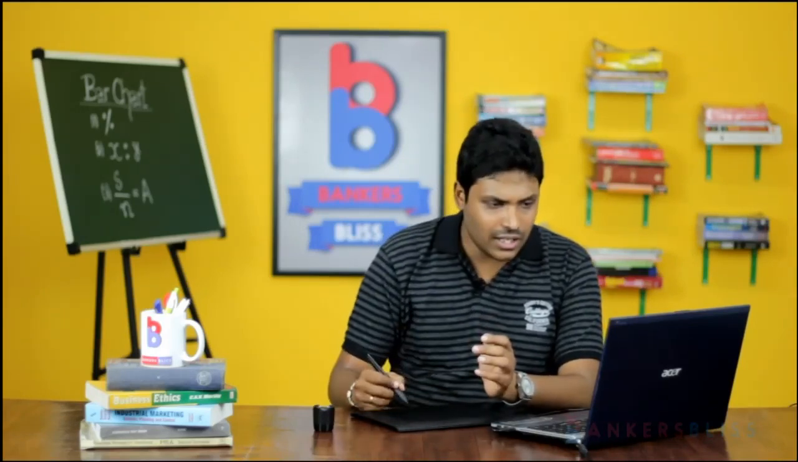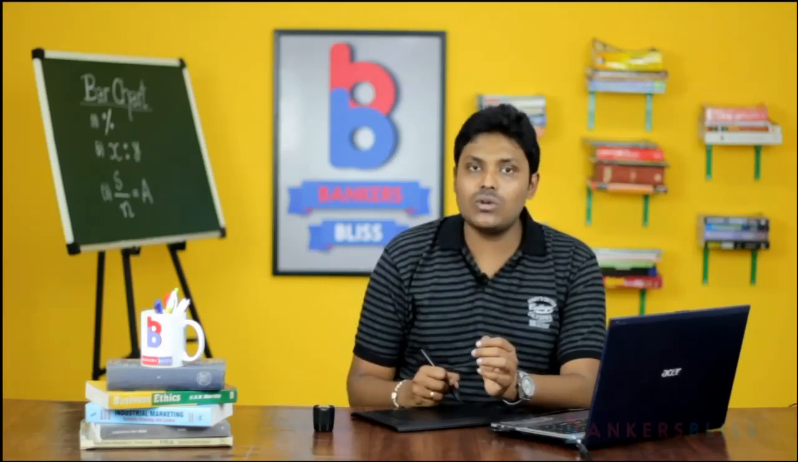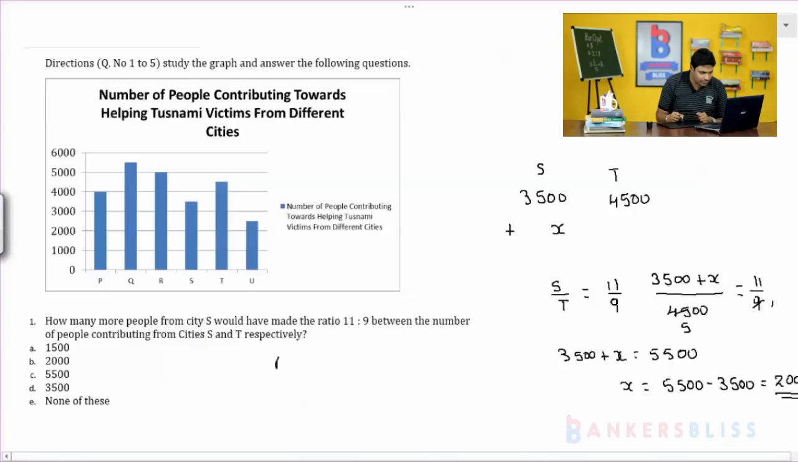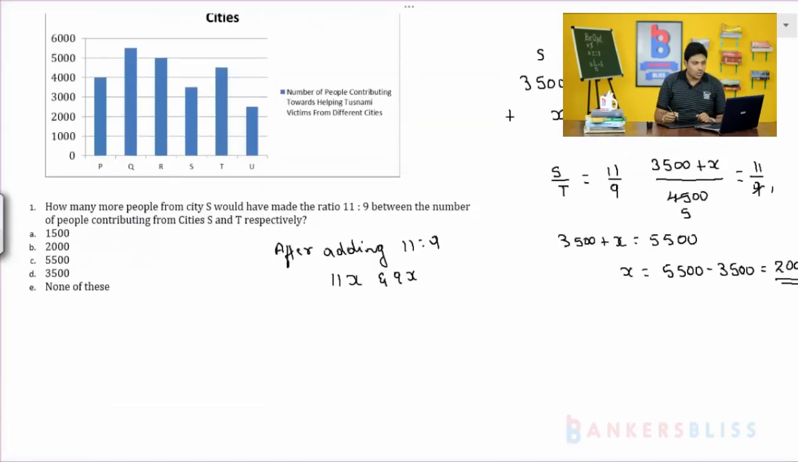Okay. So, the other technique is nothing but: 11:9 is the ratio. After adding a few people to S, you are getting 11:9, which means 11x and 9x. See, these calculations you have to do in mind. These calculations are very simple. So, 11x and 9x. They have given the value of T.